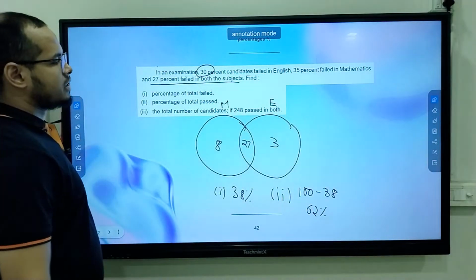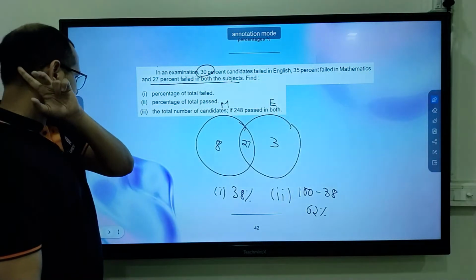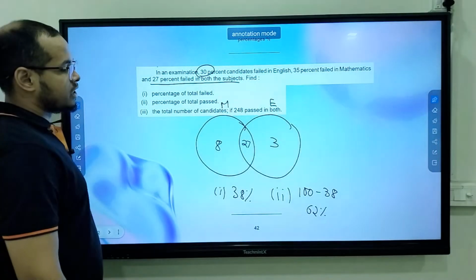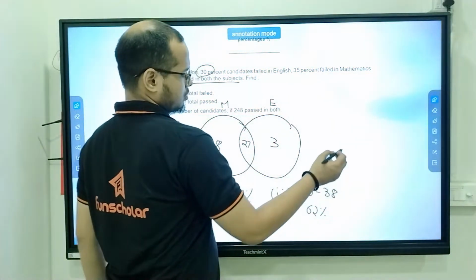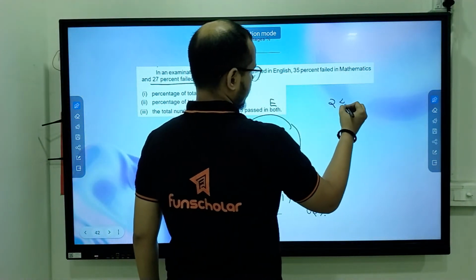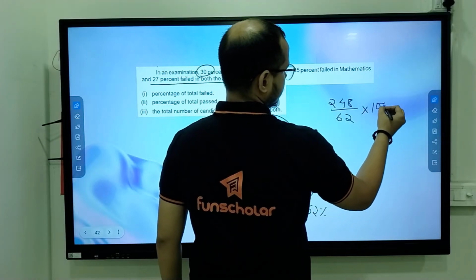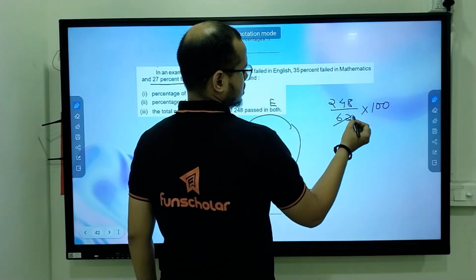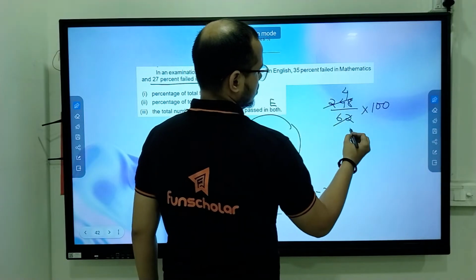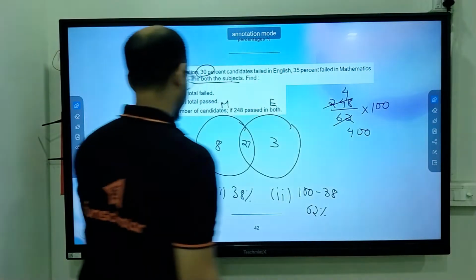Then the total number of candidates, if 248 passed in both. This is passed in both. So 248 by 62, I need to find the total candidates, right? So 62 twos are, 62 fours are 248, so 400 candidates are there in total. Okay.